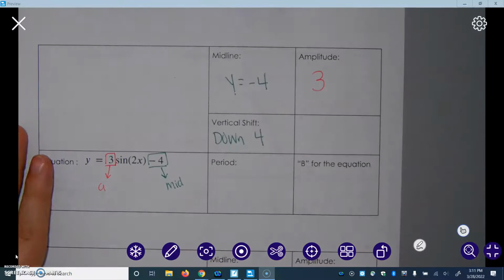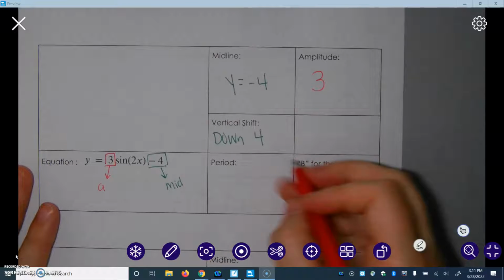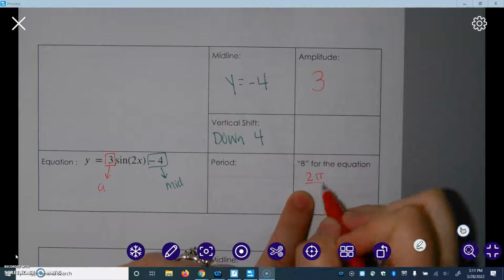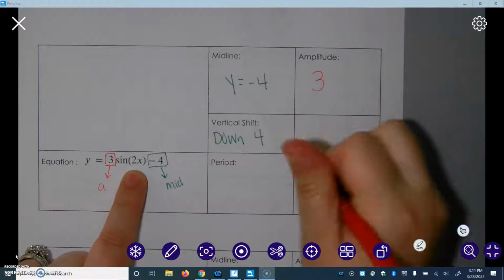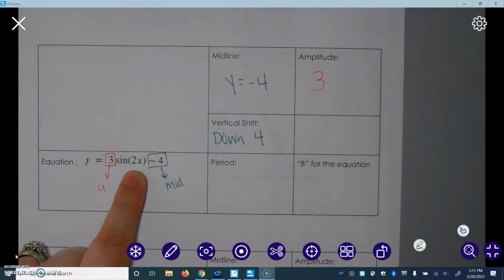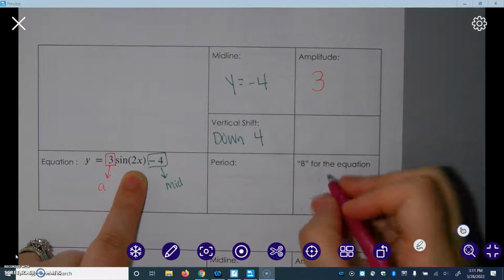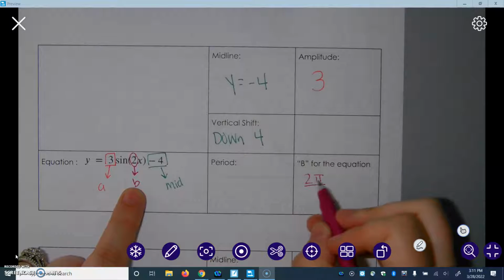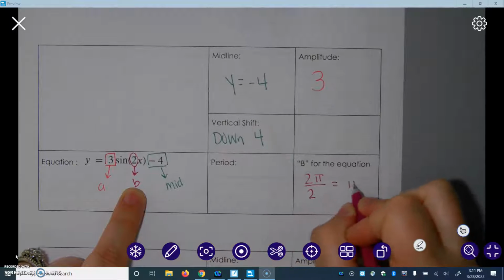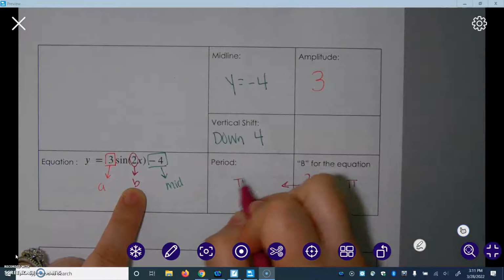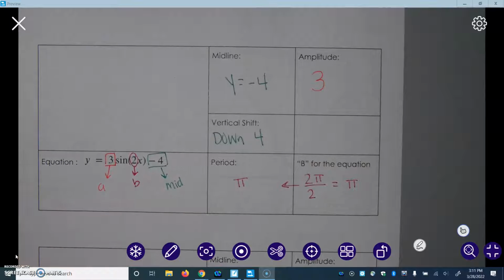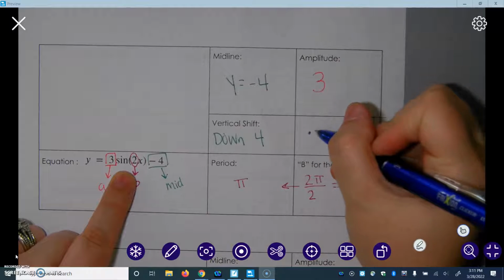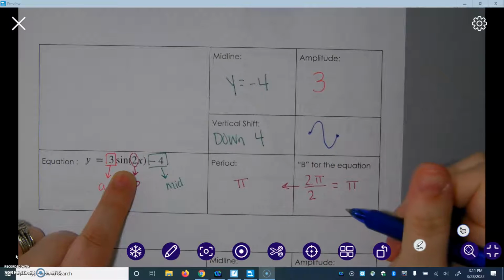And the period, I'm going to have to use my little equation, but in reverse. So 2 pi over the period, or 2 pi over b. Let me switch colors. So 2 pi over, this is the b. That goes 2 pi over b. So 2 pi over 2 is pi. So that's what my period needs to be, pi. And it says sine. So I'm going to need this to look like start in the middle, go up, go down. That's what a sine graph looks like.